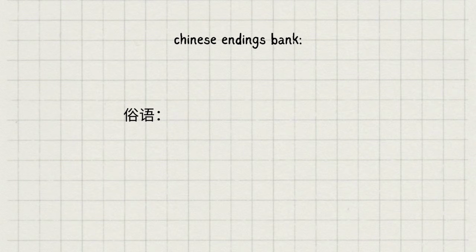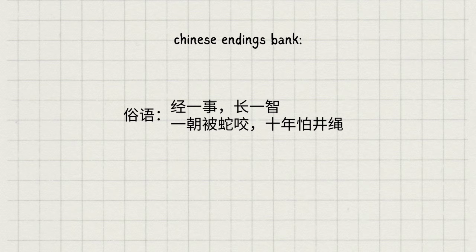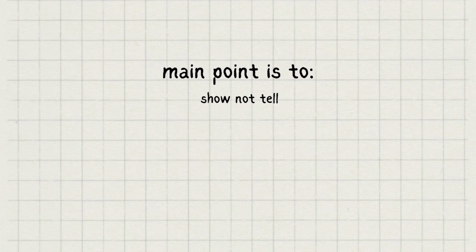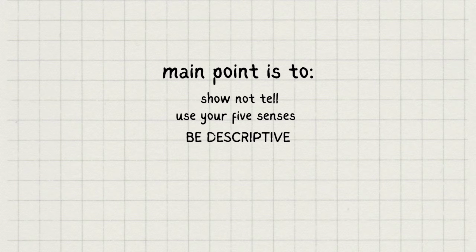For Chinese specifically, I will have formats that I can use for endings. So for example, I would use a lot of 俗语, which is like 经一事长一智, or 一朝被蛇咬，十年怕井绳, which is a really good way to end off your story. And with that, I would like to remind everyone to always show not tell, use your 5 senses, and be as descriptive as possible when you're writing your story.